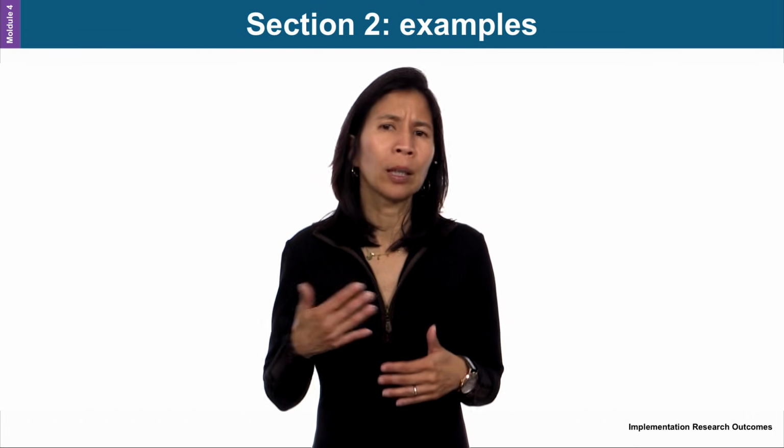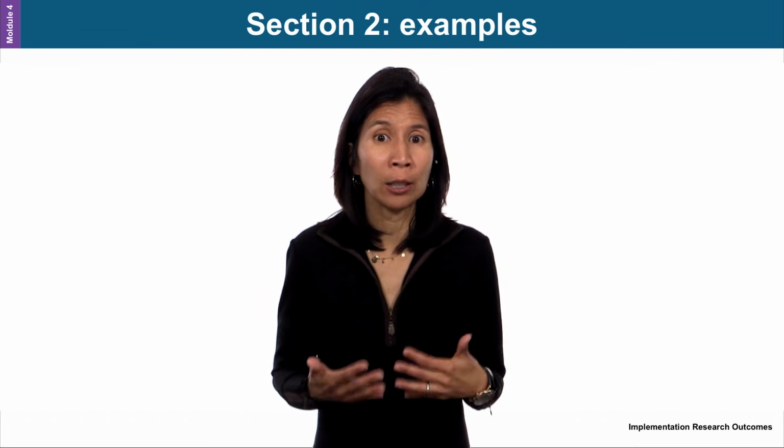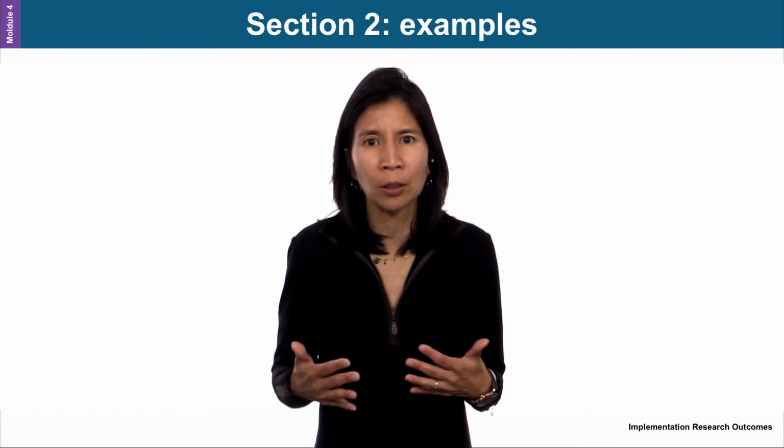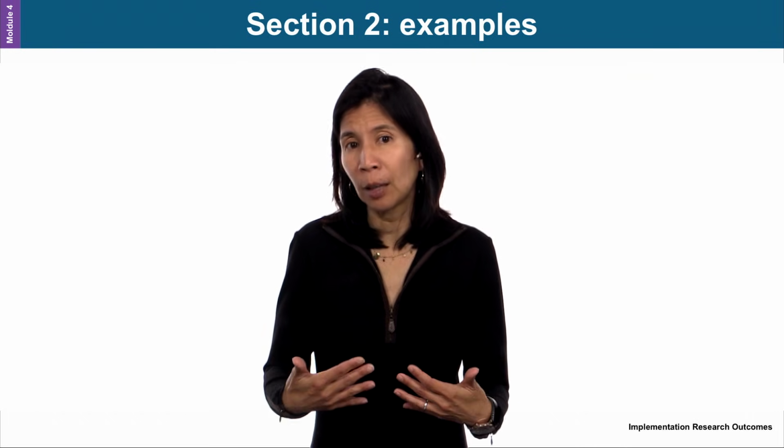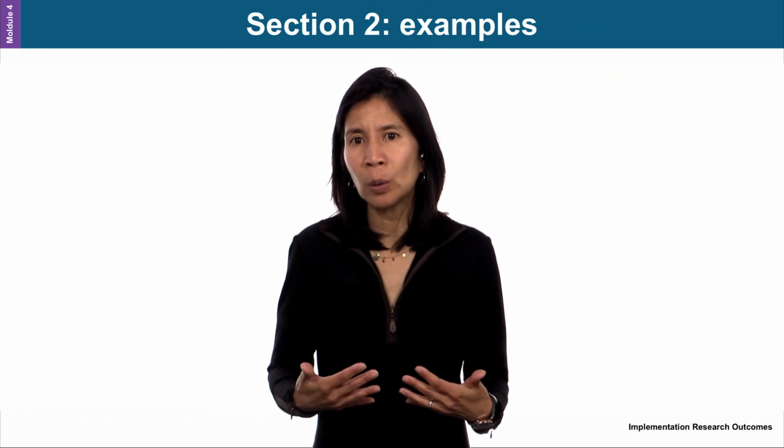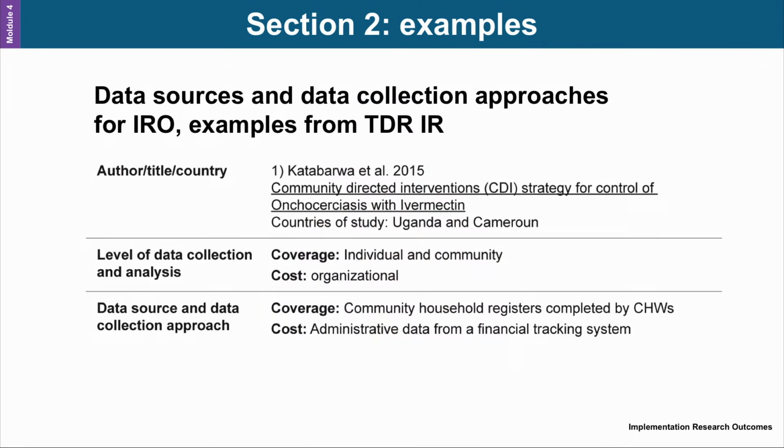Let's now turn back to our 6 examples of studies of infectious diseases of poverty in the field. We can see how implementation research outcomes are measured both in terms of the multiple levels from which we draw our data and the different methods used to collect these data. In Uganda and Cameroon, as you may remember, Katabawa and colleagues defined coverage as the total number of people treated with ivermectin among those who should have received it.